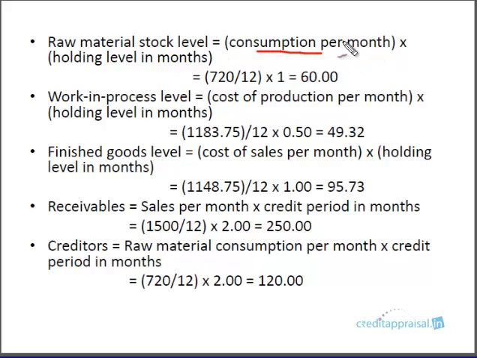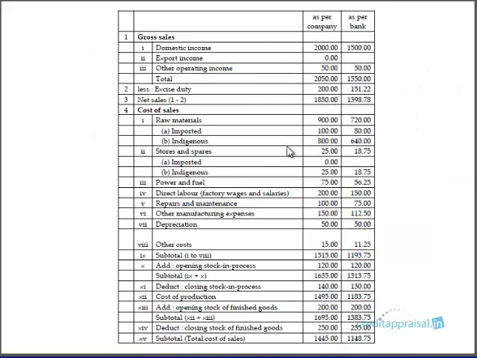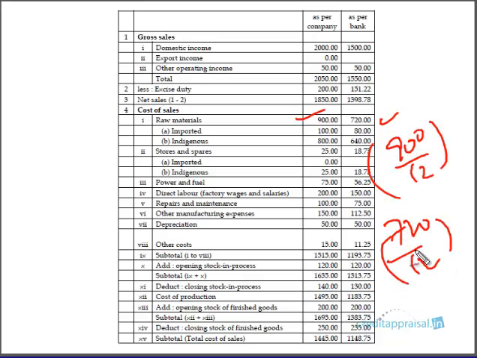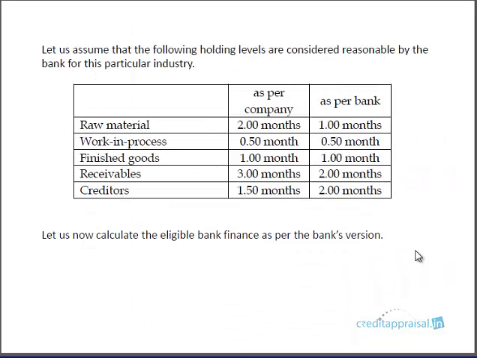Okay, raw material stock, same formula. So consumption per month. Now we are going to take the consumption per month, right? Earlier you had 900 for the entire year, 900 by 12. Now we are going to take the revised figure, 720 by 12. In the revised P&L account, you're going to have a raw material of only 720 lakhs. Earlier you had 900, so you took 900 by 12, right? Now you're going to take only 720 by 12.